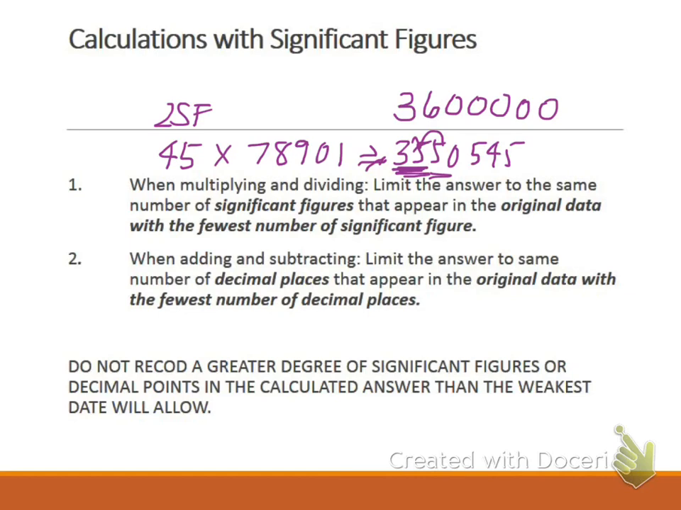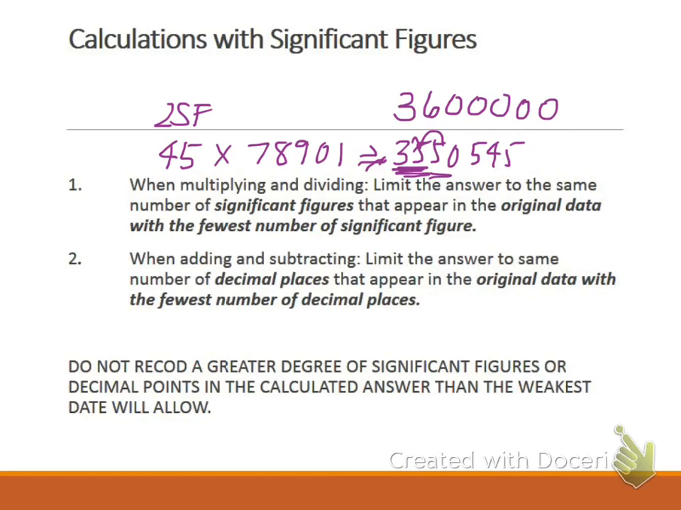So just like in math, when you round, you replace with zeros. You don't just drop them off, unless they're decimals. If they're decimals, you can drop them off, right? Okay? So you're always going to look at your fewest number of significant figures and match your answer to that when you're multiplying and dividing.